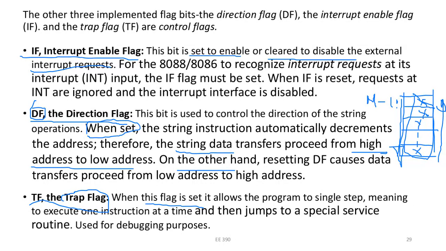So this flag is set. If this trap flag is set, it allows the program to execute in single steps. One line is executed, and then we see the result. Then the second line, and then show the result. Something like that. Is that okay? Do you understand this one?